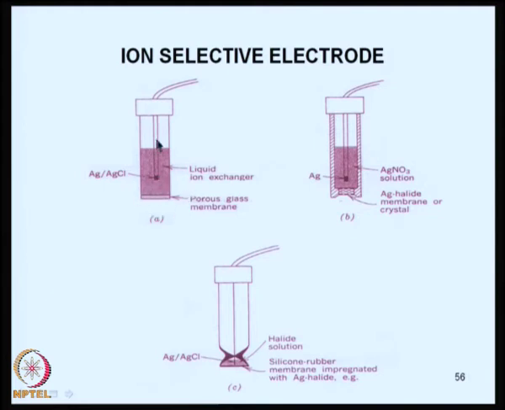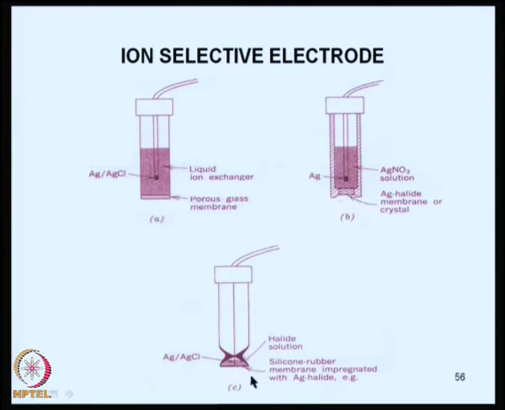This is a silver chloride electrode, this is a porous glass membrane, and this is a liquid ion exchanger. Similarly, I can have silver nitrate solution, and if I have a silver halide membrane here which is permeable to halide, then I can determine chloride ions, nitrate ions, like that. This part, which is the membrane or a crystal, is going to play a very important role.